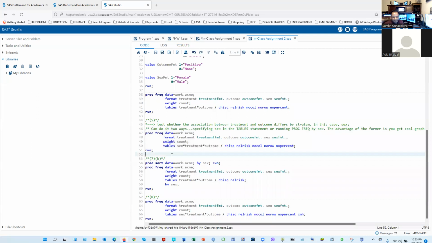At 5, then 6, test whether the new medication differs by sex. You can check that one. You see the odds ratio, 7 and 8. For 8, if you want, you can calculate by hand or you can get this one. See? Same thing.